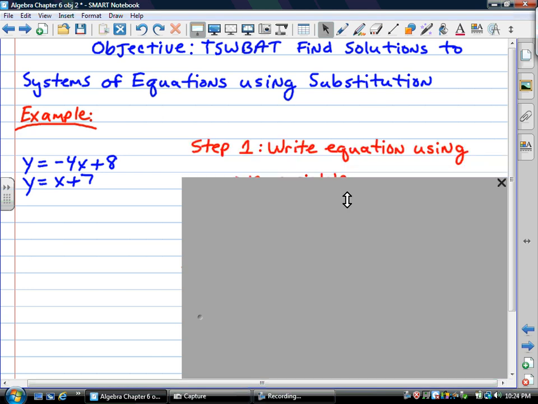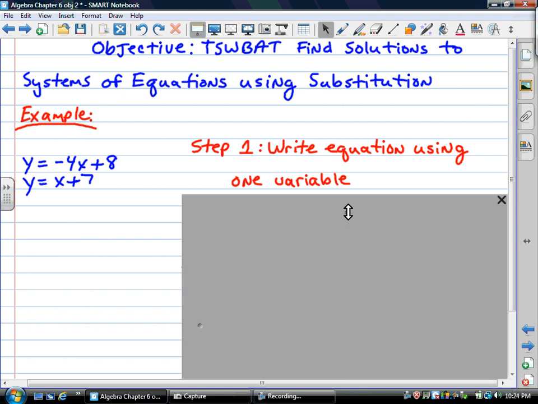So step number one when we're substituting is to write the equation using one variable. Okay, now what exactly does that mean? Well, it means since this y is the same as x plus 7, we can then replace this y with x plus 7. Here's the resulting equation. x plus 7 is going to be equal to negative 4x plus 8. I simply replace this y with x plus 7. Now I get a nice multi-step equation.